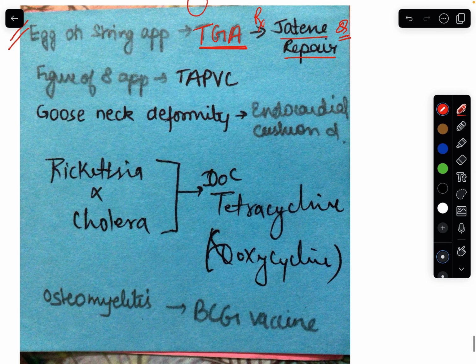Okay. Now the next question is figure of eight appearance, because most of the students used to forget all these, like egg on string appearance or seagull appearance. So for this, please remember that figure of eight appearance is seen in TAPVC, total anomalous pulmonary venous connection.